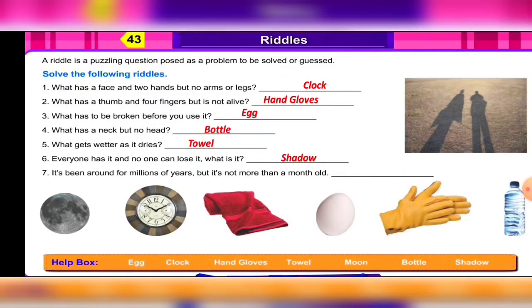Shadow. Now you all learn in ENV subject what is shadow. Number 7. It's been around for millions of years, but it's not more than a month old. Moon.